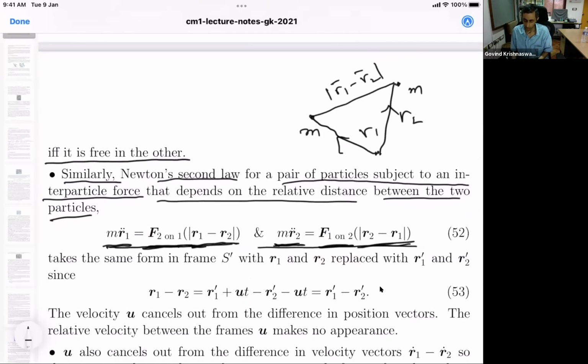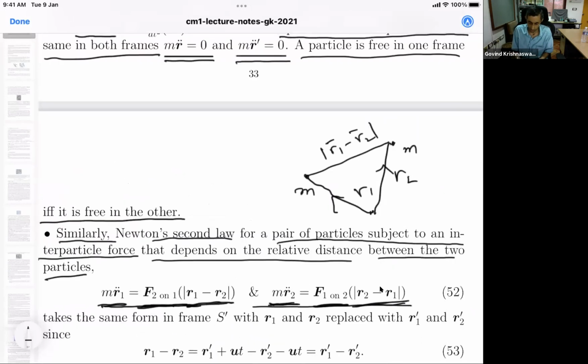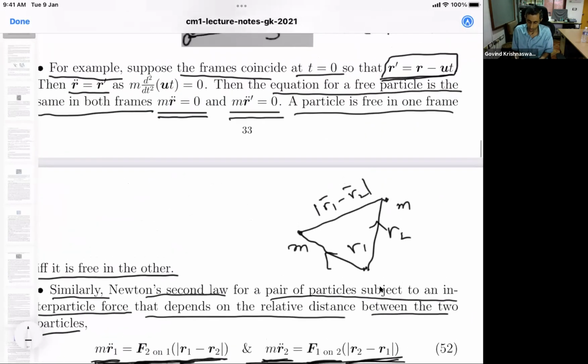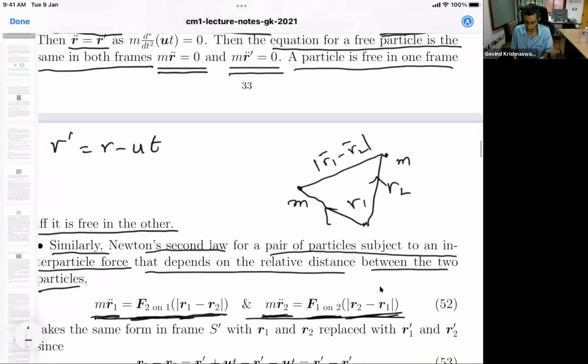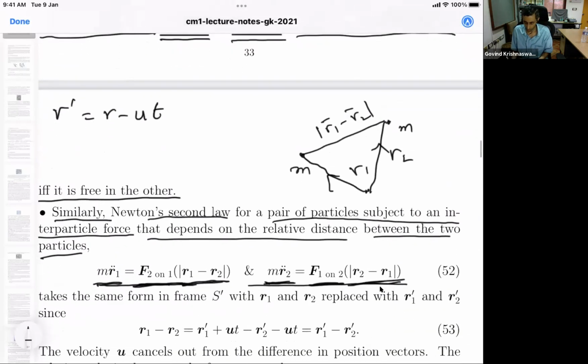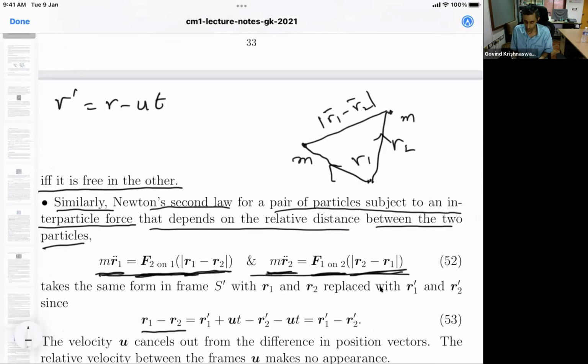Now, notice that r prime is equal to r minus ut, and therefore r1 minus r2, when written in the primed frame, becomes r1 plus ut. So here you have r is equal to r prime plus ut in general. So for the first particle, it is r1 prime plus ut, and for the second particle it is r2 prime plus ut, of course, subtracted. And you notice that the ut terms cancel out, and so the displacement between the two particles is the same when referred to either frame. R1 minus R2 is the same as R1 prime minus R2 prime.